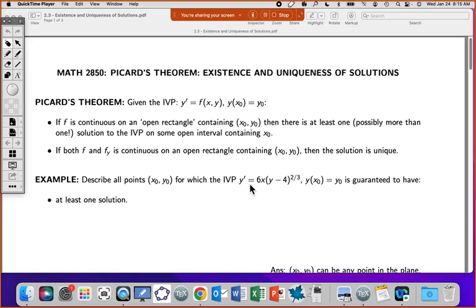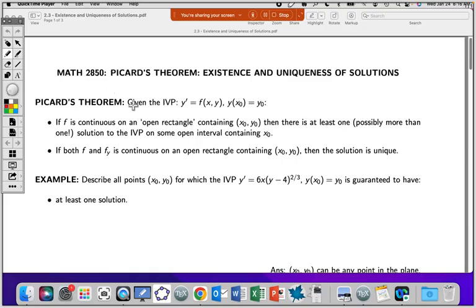So today and tomorrow are going to be sort of theory heavy days. We're going to talk about the justification that we have for expecting to get answers and expecting to get only one answer. So the topic of today is sort of the big theorem, Picard's theorem. Picard's theorem guarantees, or lets you know, when you can expect to have a solution. That's the existence part. And if you get a solution, to know that there's only one. That's the uniqueness part. Okay.